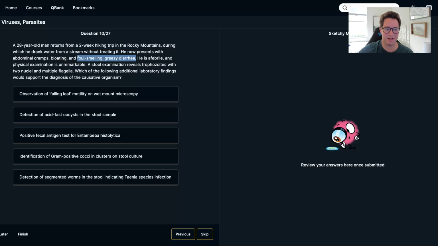When I see that foul-smelling, greasy diarrhea from someone who drank untreated water on a camping or hiking trip or whatnot, it's Giardia. Then they tell me the trophozoites with the 2 nuclei and the multiple flagella. It kind of looks like a little shield with the 2 eyes. I just remember Giardia has a really funny looking picture. So what is going to help support this diagnosis? Observation of falling leaf motility on wet mount microscopy. I do remember that from the sketch.